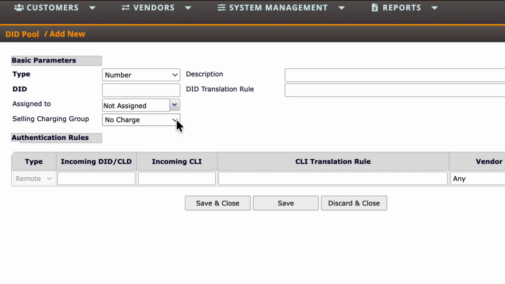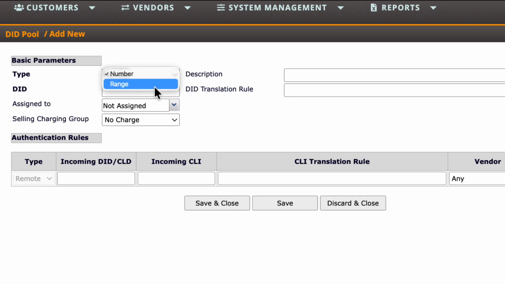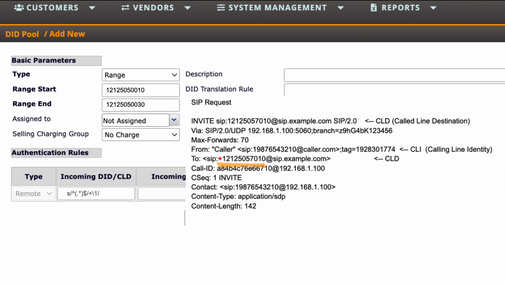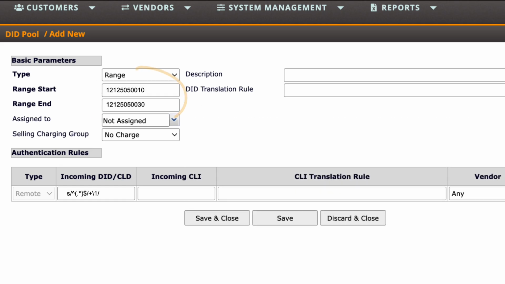However, for DID ranges, only numeric values can be entered in the DID field. Therefore, if the CLD in the SIP request from the DID provider contains literals, such as a plus sign, a translation rule must be applied to match the incoming SIP CLD values. In both cases, the original DID values are still used for late recognition of on-net calls, as the call identifier in the CDR database, and as the basis for outgoing CLD.